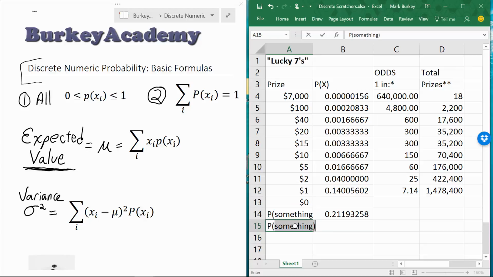So we can just say the complement equals 1 minus this probability. So 0.7880674.